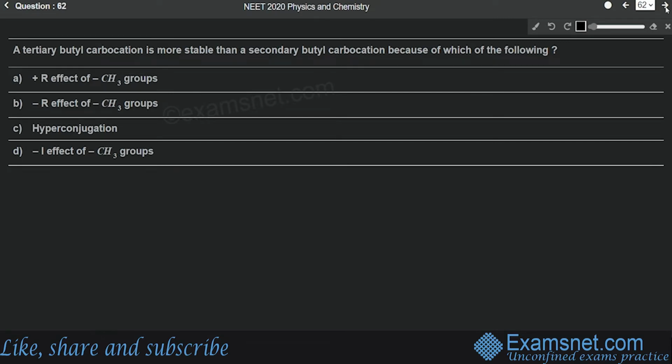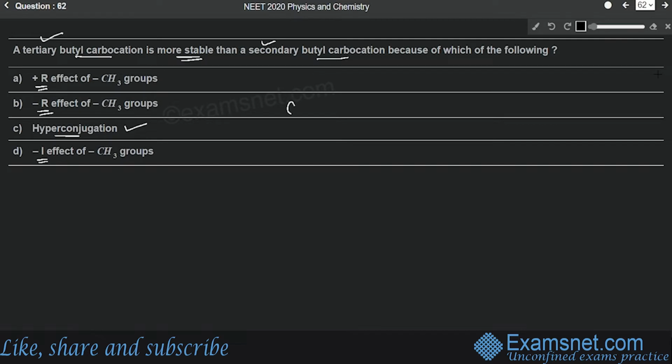Question number 62 is from the chapter Organic Chemistry, Some Basic Principles and Techniques. And the question is, a tertiary butyl carbocation is more stable than a secondary butyl carbocation because of which of the following? Options are plus R effect of methyl groups, minus R effect of methyl groups, hyperconjugation, or minus I effect of methyl groups. The process responsible for the stability of carbocations is hyperconjugation. That means option C will be the correct answer.